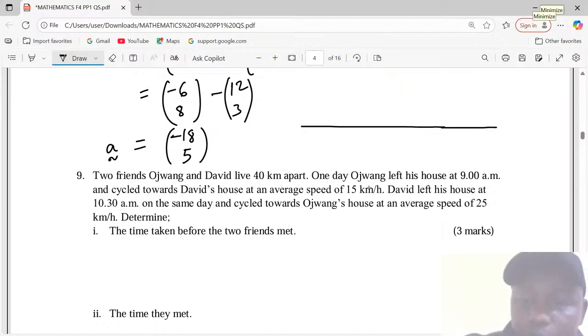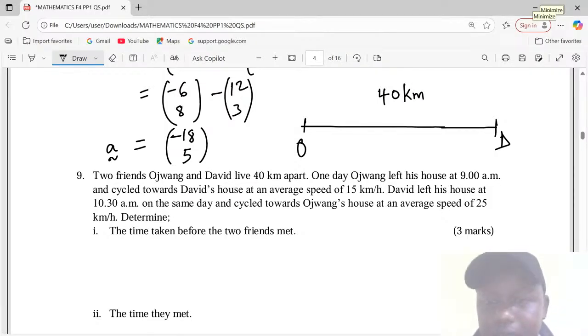Look at this. One day Ojuang left his house. So we can say this is Ojuang's place. Then David's place is on the other side. David is here. 40 kilometers apart. These guys live 40 kilometers apart. That's some good distance, and they are great friends. That's why none of them can travel to the other person's home. They have to both travel for them to meet at some point. They do business together. They discuss a few things. Then they go back to their respective homes.